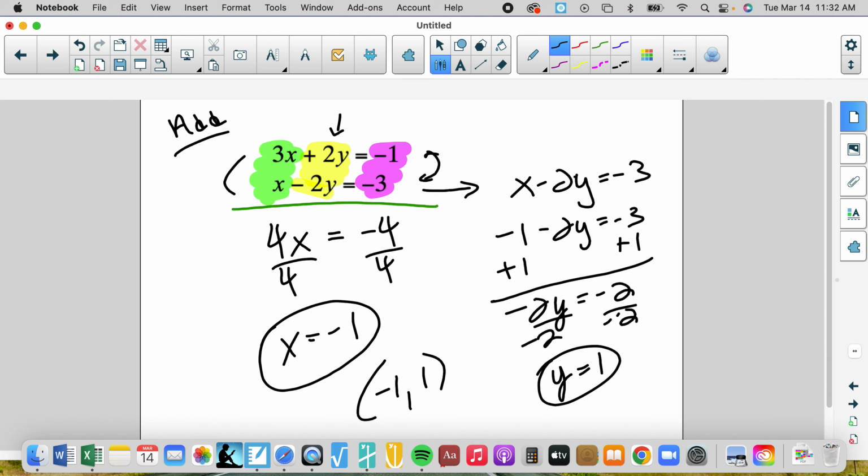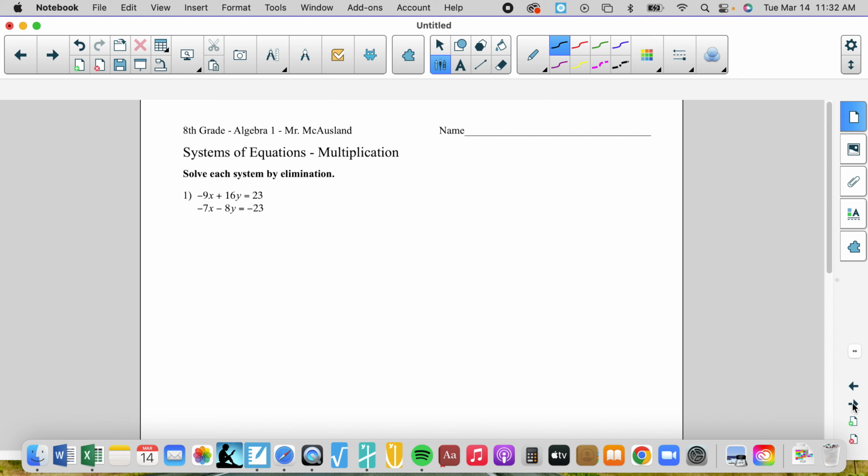So that is addition. And why were we able to use it? Because when we looked at it, we noticed that one of the variables was opposite of the other. And when they're opposite of each other, they're going to cancel out. So that was very conducive. If we look at our first example, we look at our x's, -9x and -7x. If we look at our y values, or coefficients, you have positive 16y and -8y, and then we look at our constants, and they actually are opposites.